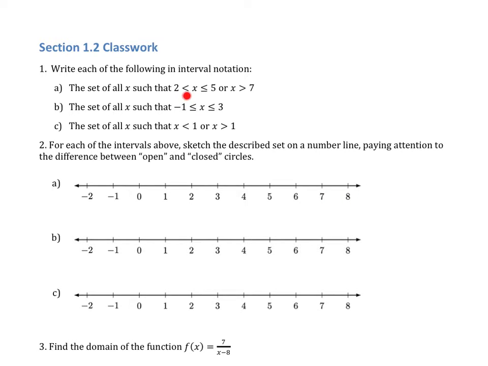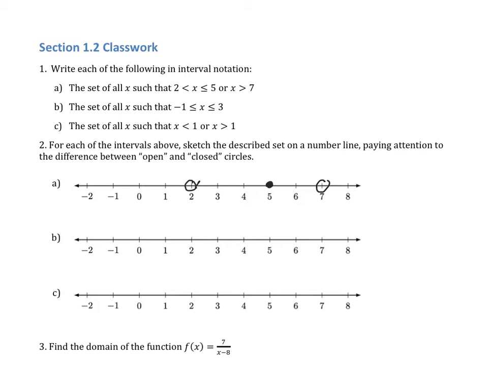The less than sign here is telling me not to include the 2. The less than or equal to symbol is telling me that I should include 5 as a possibility. And the other part here, x greater than 7, there's not an equal to here, just greater than 7, meaning I don't want to include 7.